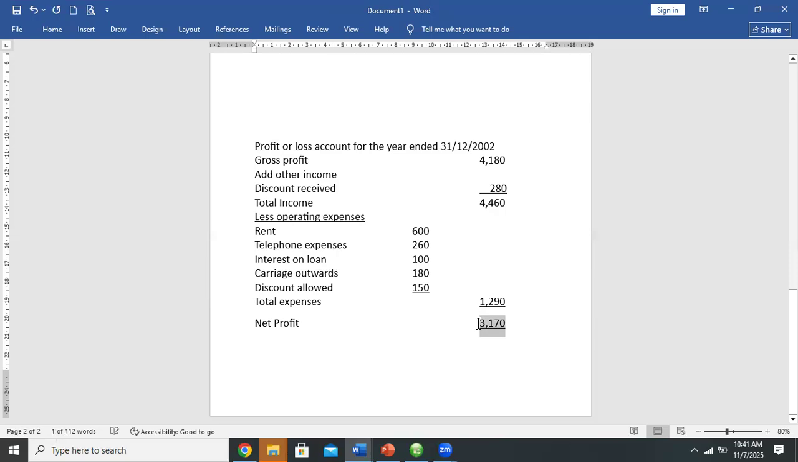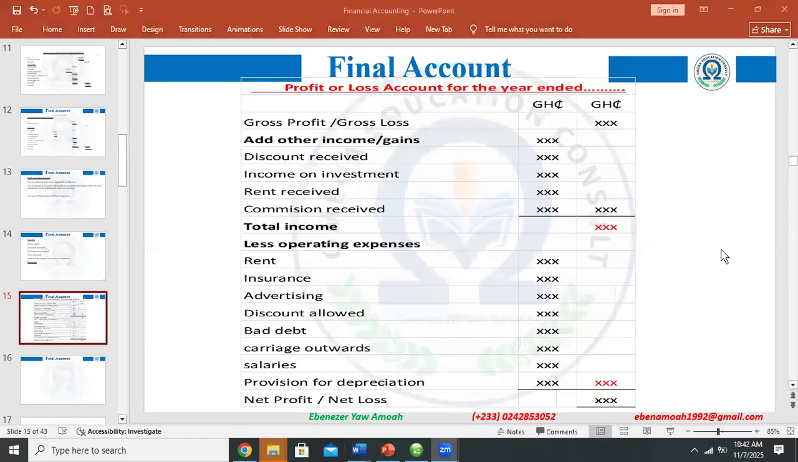That is it. As simple as A, B, C, D. So that is it about your profit and loss account. So your major hurdle is for you to know your income and your expenses.